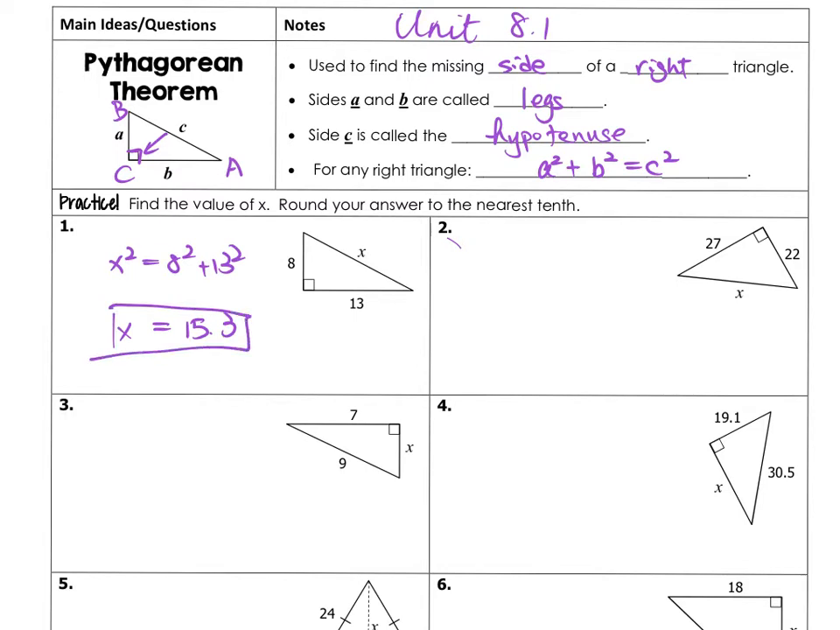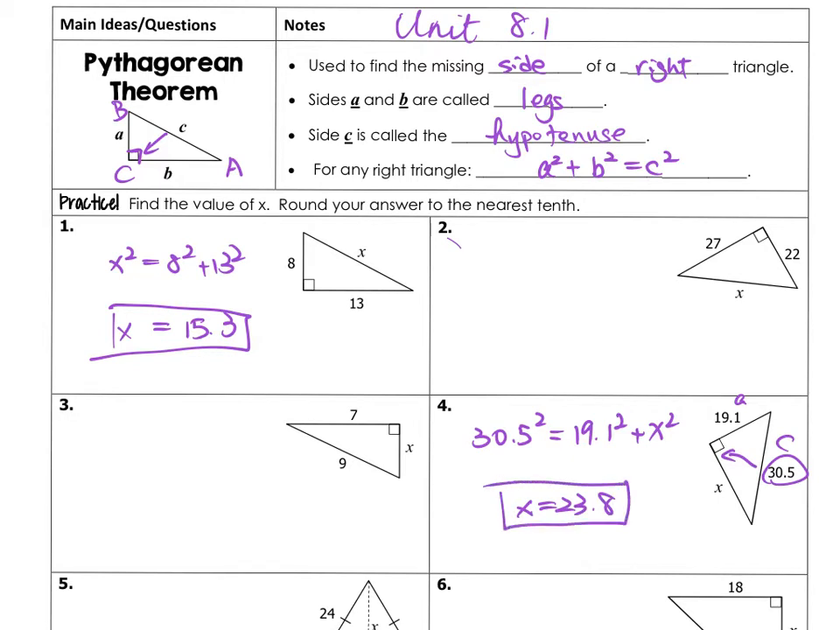Okay. Let's do example 4. In this case, what's given is the C side and one of the legs, if we call this A. So C is 30.5, and we need to square this, and then 19.1 squared is one side, and we call the second leg X. So you do your algebraic manipulation, and you should come up with 23.8.